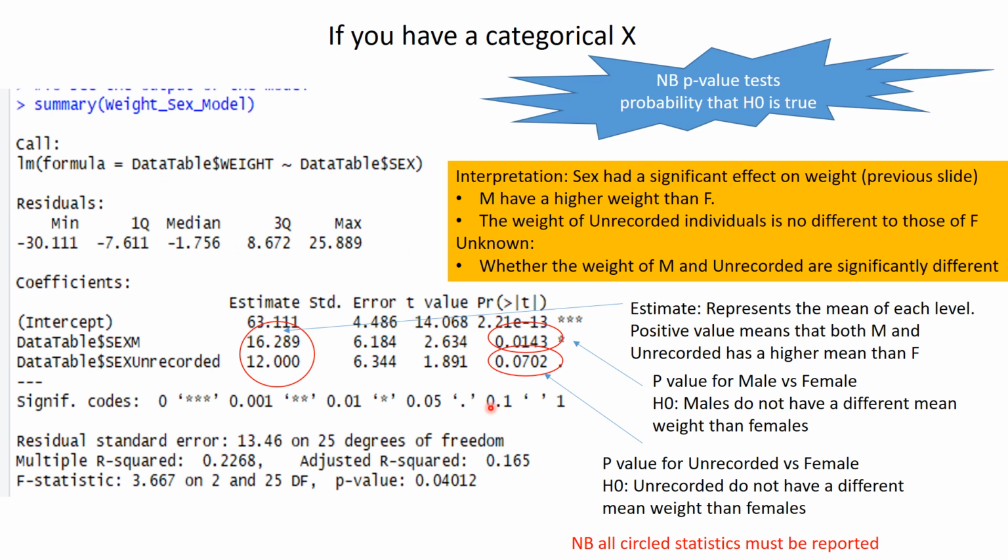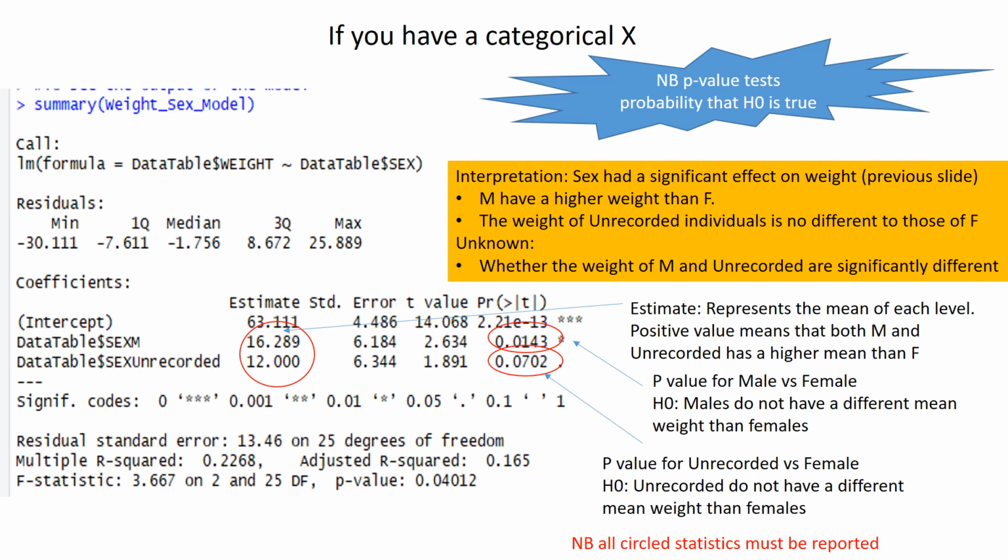Okay, so let's just recap. What does this coefficients table tell us? We know from the previous slide that sex has a significant effect on weight. And if we want to decompose that statement, we can say males have a higher weight than females, and the weight of unrecorded individuals is not different to those of females. But we do not know whether the weight of males and unrecorded individuals are significantly different to one another. We do know that males is higher than unrecorded because this mean is higher than that mean, but we do not know whether they're significantly different.